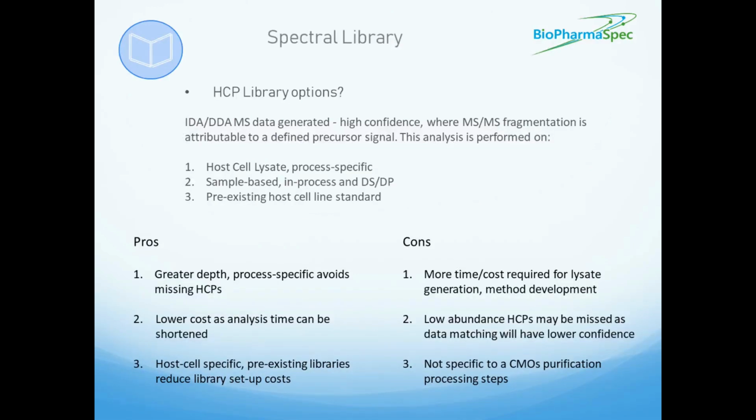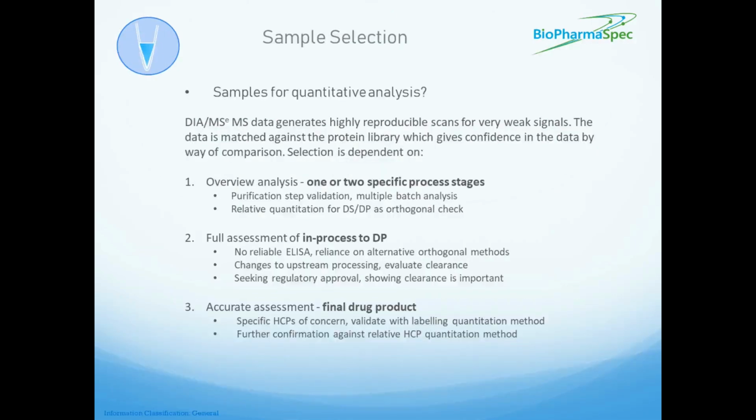And lastly, a spectral library can be generated using off-the-shelf host cell standards, which provides the advantage of having greater depth as you're including proteins from the whole proteome. In cases where there is a selection of different pre-existing host cell libraries, it will also reduce the expenditure associated with the setup of the library. But the downside is that it's not going to be process-specific.